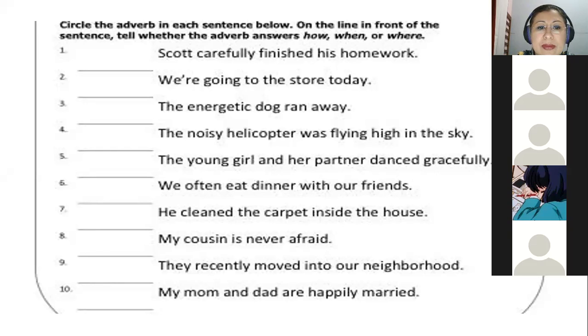We're going to the store today? Okay. What's the adverb in that case, my dear? Where the energetic dog ran away. Going, you say going.